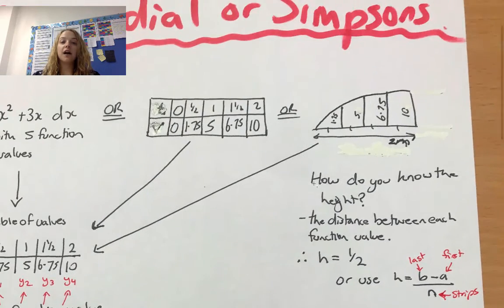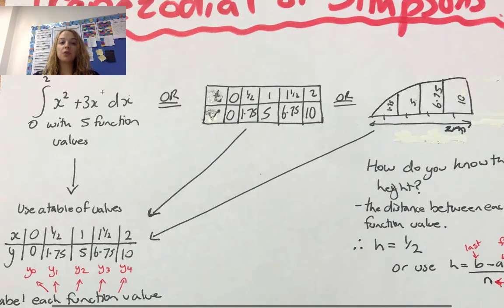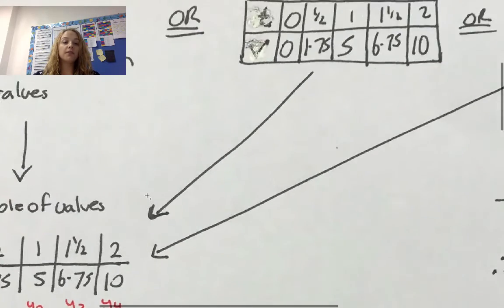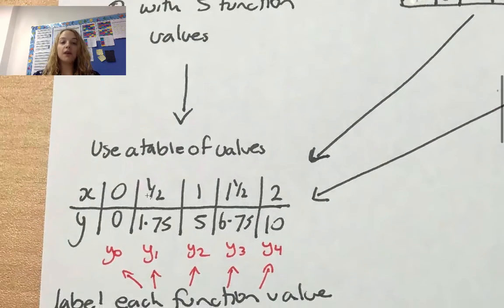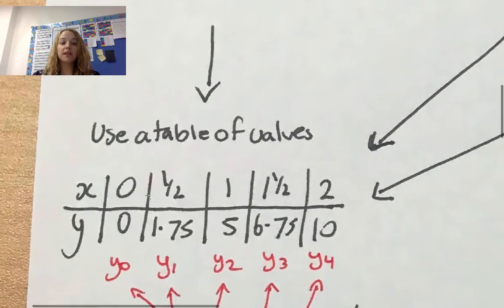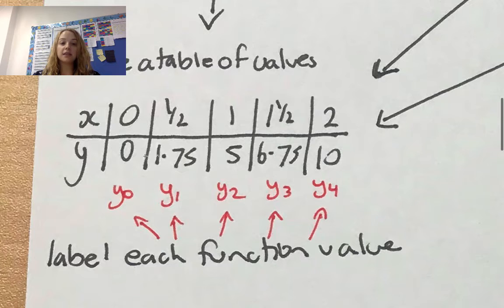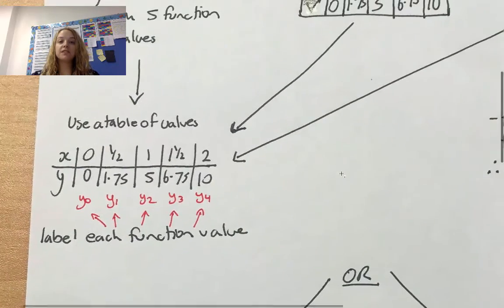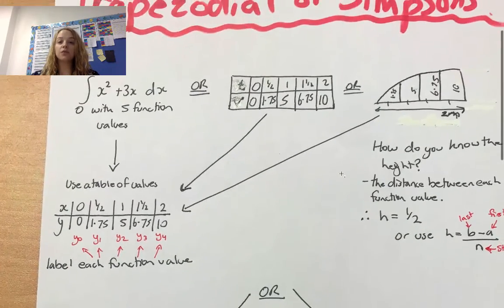Once you've got the height, it doesn't matter which form the question was given to you in, all of them lead down here. I would absolutely be using a table of values for each of them. Once I've written out my table of values nicely so I can see them, I would also label each function value: y0, y1, y2, y3, and y4. So far, this has been the same process for Simpson's rule or for trapezoidal rule.